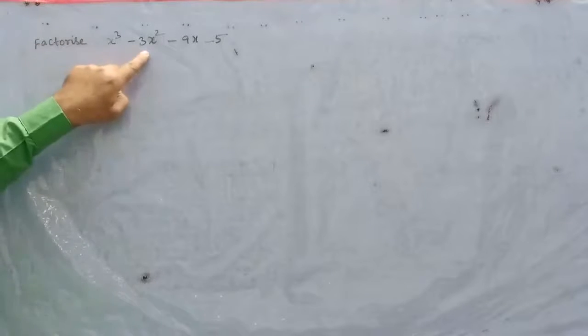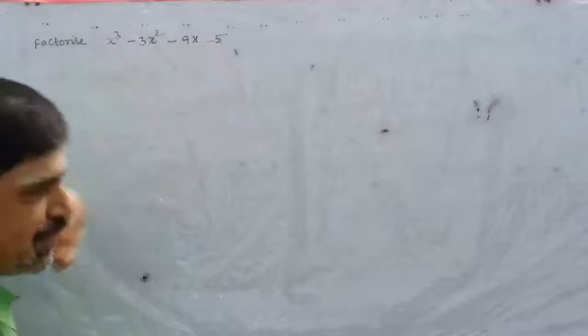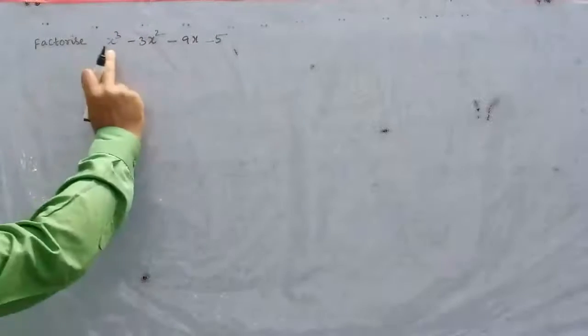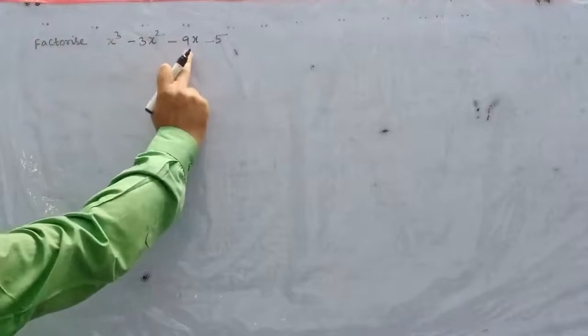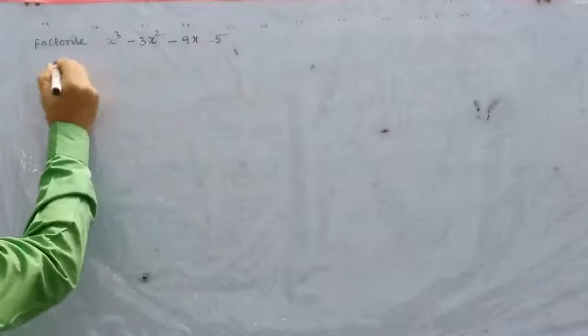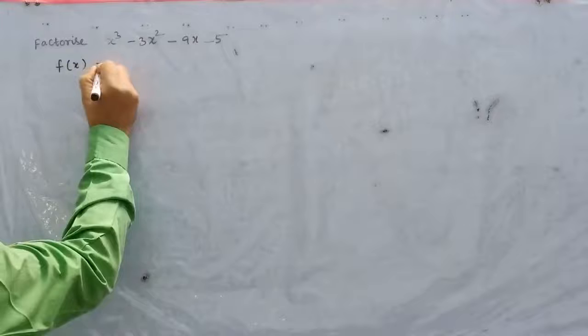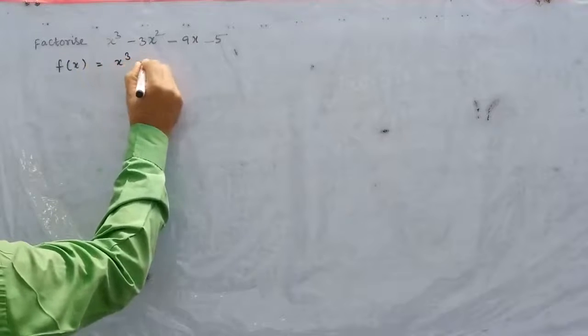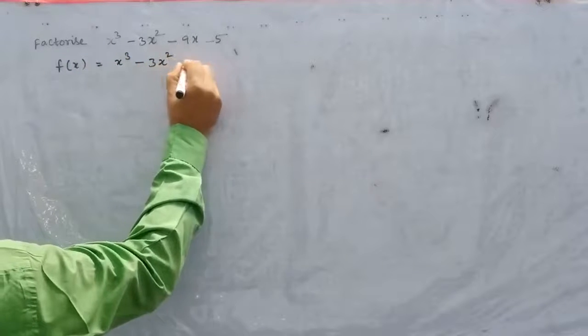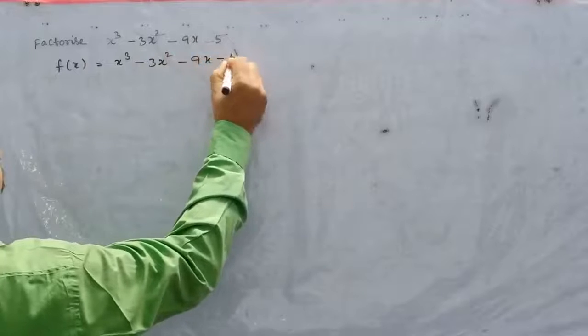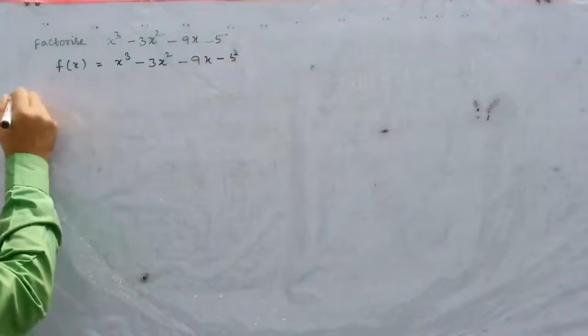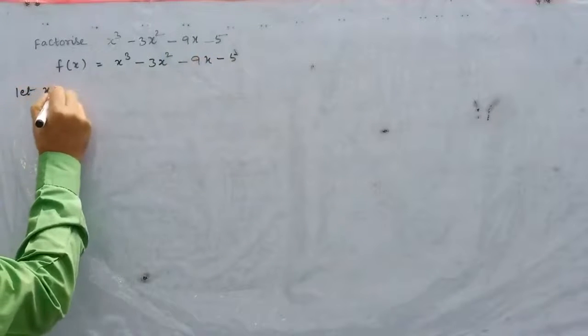Next question: x cube minus 3x square minus 9x minus 5. Let the given polynomial be f of x. f of x is equal to x cube minus 3x square minus 9x minus 5. Now let x is equal to 1.